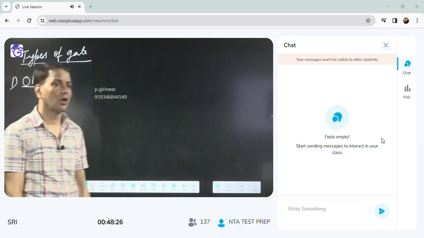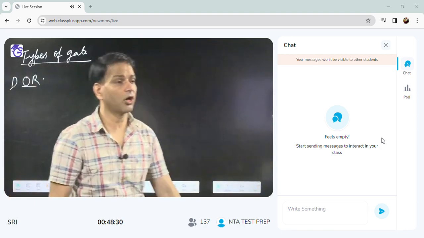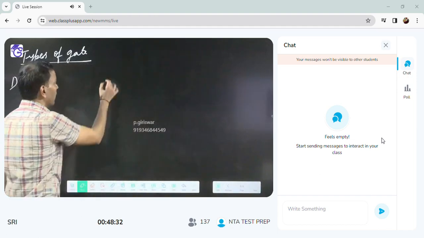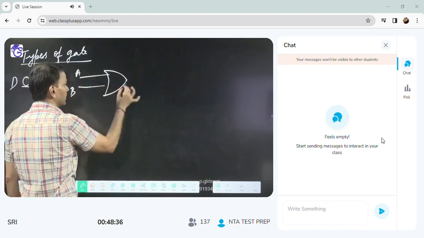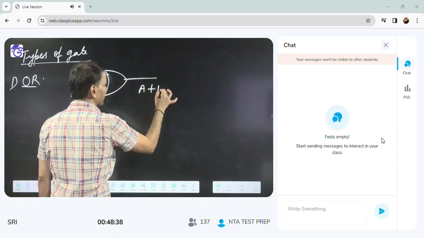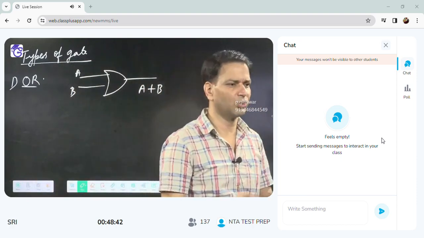OR gate. OR gate is what? It will do the OR operation. OR operation means what? Summation. So OR gate representation is this. It requires two inputs, then you will get A plus B. Truth table, everybody knows. You have made the truth table in the notes also. I think no need to show the truth table.